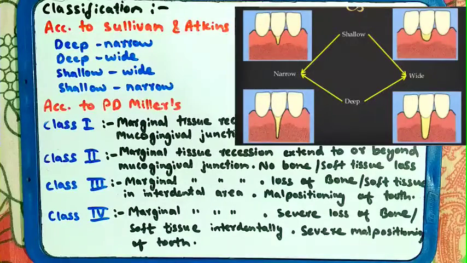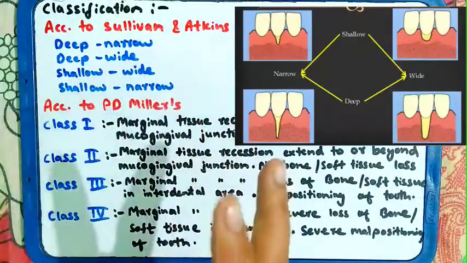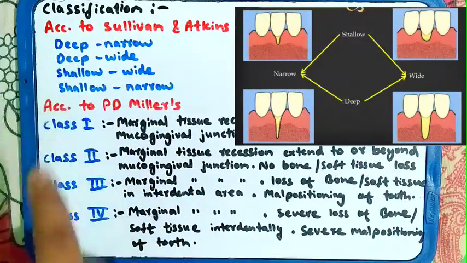Classification of the gingival recession: the first one is according to Sullivan and Atkin. They have given four types, that is deep narrow, deep wide, shallow wide and shallow narrow. There will be two types, narrow and wide, and in that there will be deep and shallow.